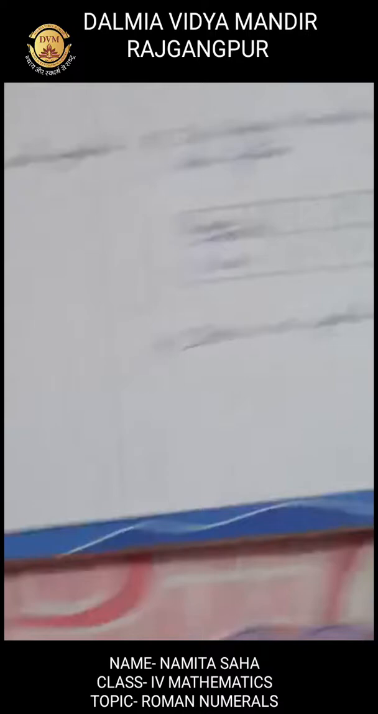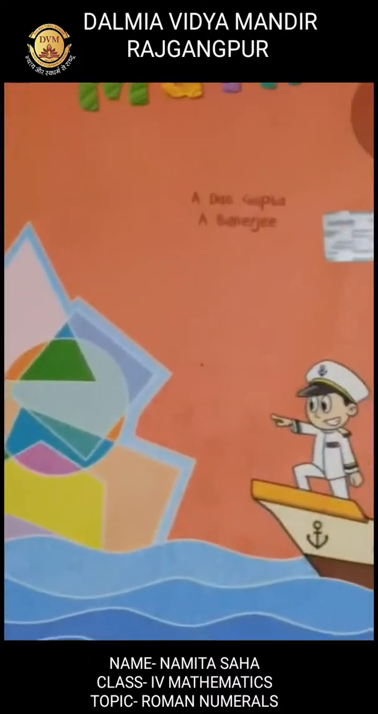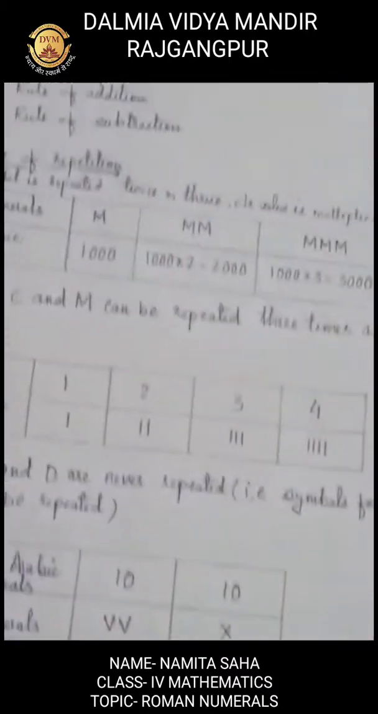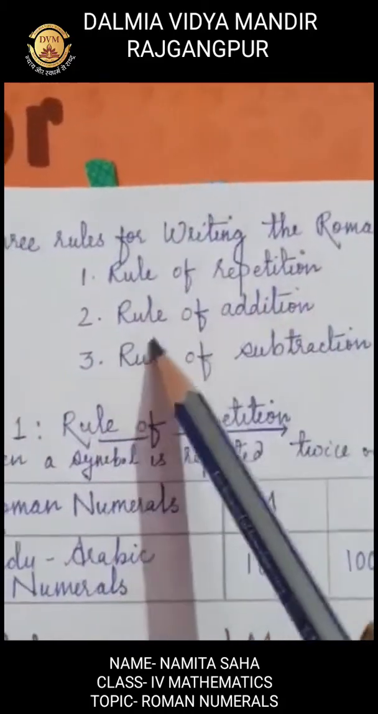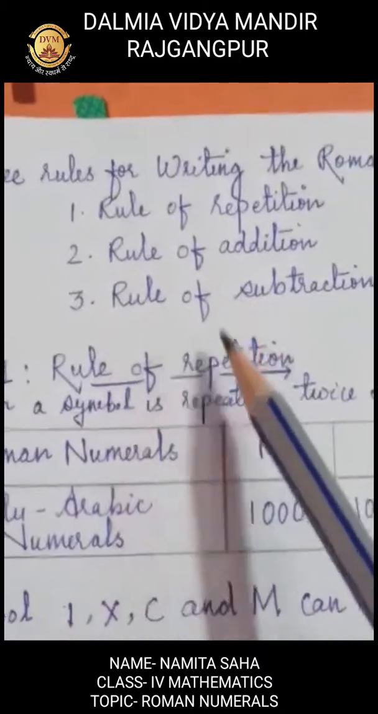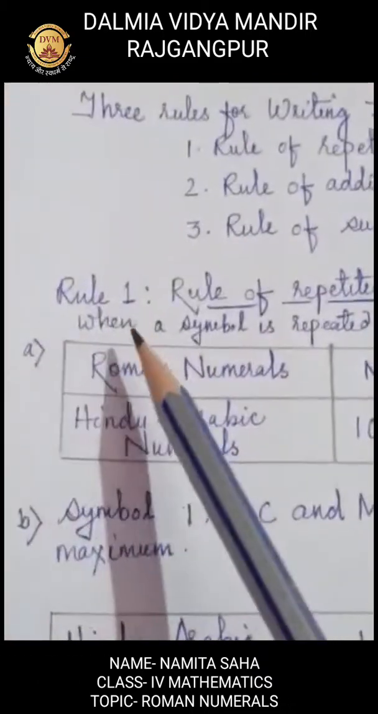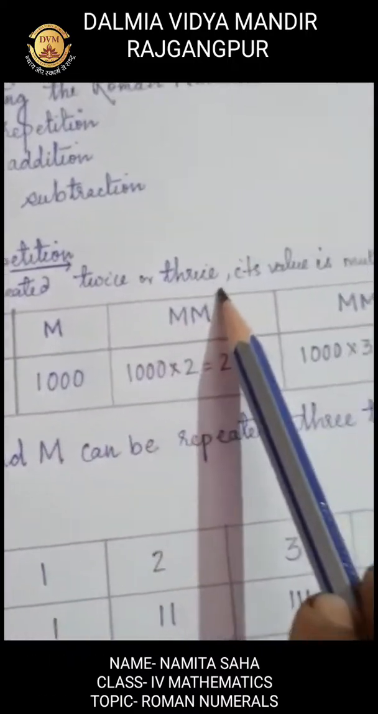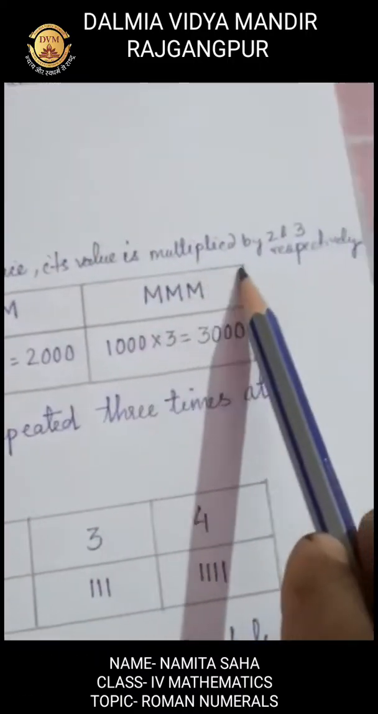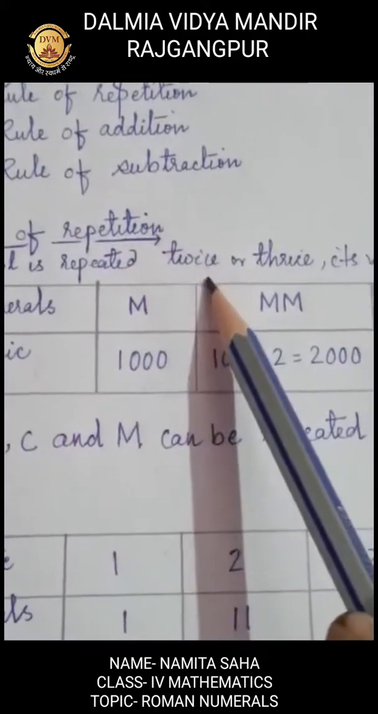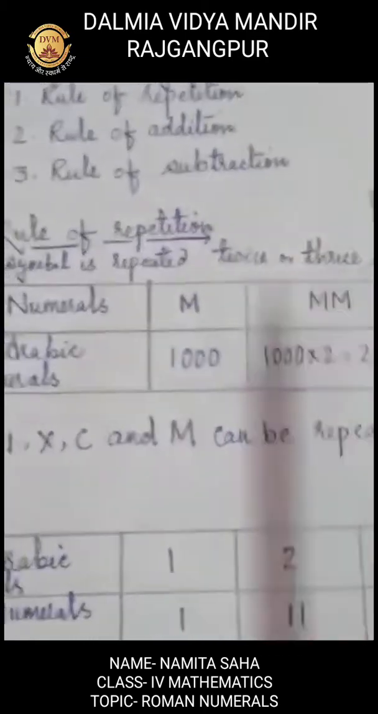Okay, so next children, there are certain rules which we have to follow to write the Roman system of numbers, and these rules are the rule of repetition, the rule of addition, and the rule of subtraction. So let us learn each rule one by one. The first rule, rule of repetition. When a symbol is repeated twice or thrice, its value is multiplied by 2 and 3 respectively. Here twice means 2 times and thrice means 3 times.